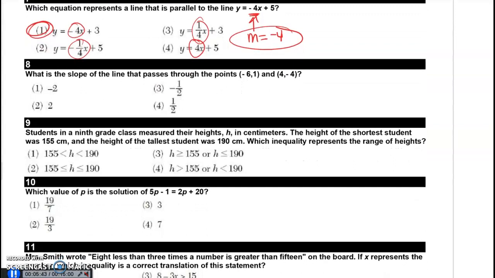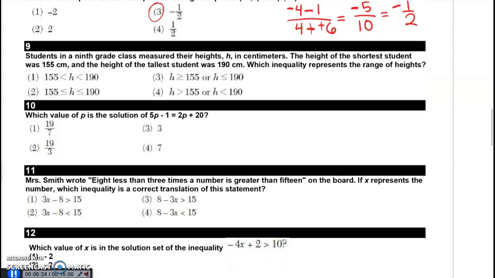Okay, number 8, what's the slope of the line? We have to do y2 minus y1 over x2 minus x1. So we're going to do negative 4 minus 1 over 4 minus negative 6. That gives me a negative 5 over 10, which gives me a negative 1/2. So that's going to give me 3 there for my answer. And you could have switched your points around there too. If you had done 1 minus negative 4, you would have had to do negative 6 minus 4 on the bottom.